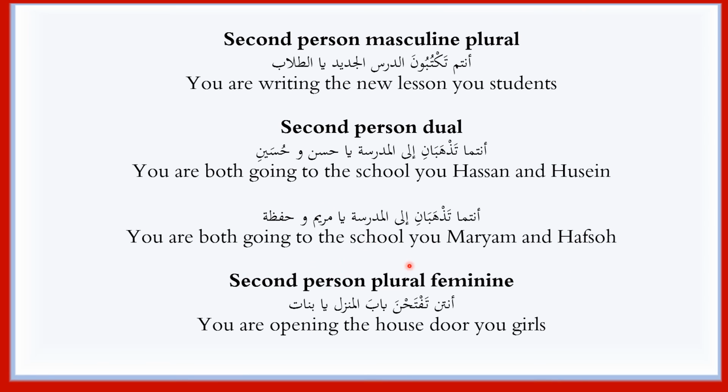Second person plural feminine. أنتن تفتحن باب المنزل يا بنات. You're opening the house door, you girls. You see that تفتحن has ta joined to the beginning and then noon joined to the end, which makes it for second person plural feminine.